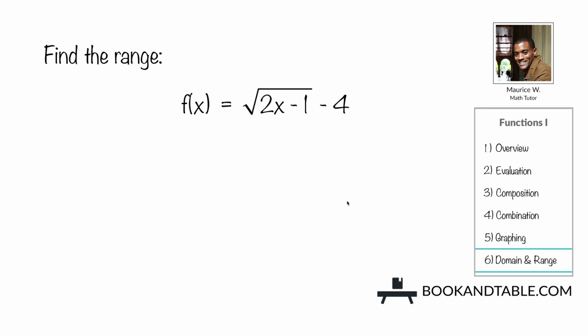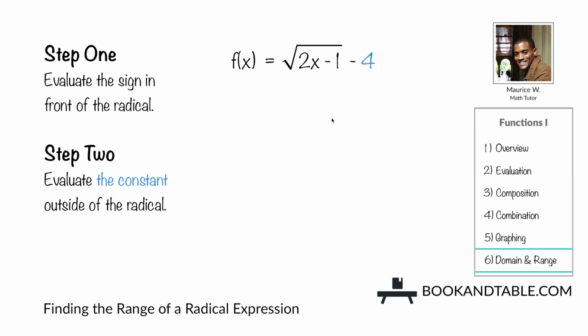Let's walk through an example together. Let's say you're asked to find the range of f of x, which is equal to the square root of 2x minus 1, minus 4. Step 1, evaluate the sign in front of the radical. It is positive, so that lets us know the function is going to be going upwards towards positive infinity. And then step 2, evaluate the constant outside of the radical, which is negative 4. This is where the range will begin. So the range is from negative 4 to positive infinity. So that is how you would find the range of a function that is a radical expression.